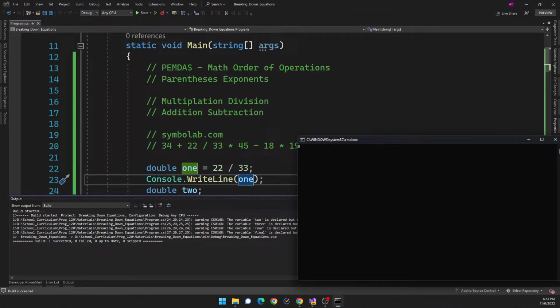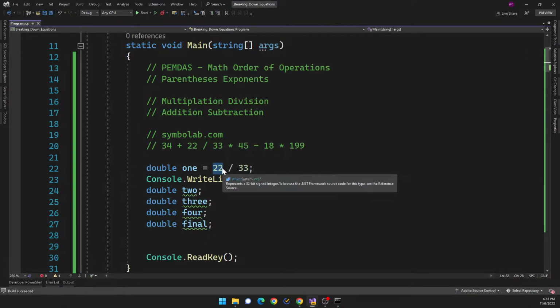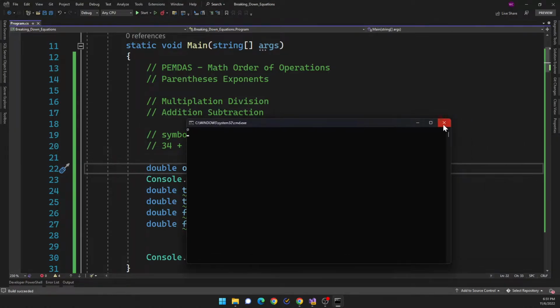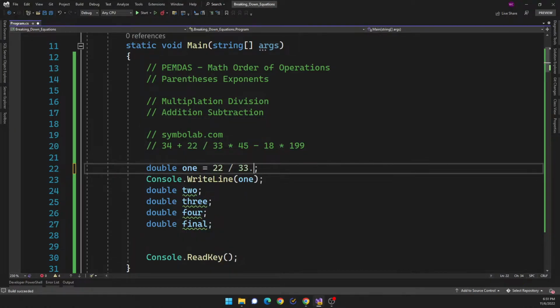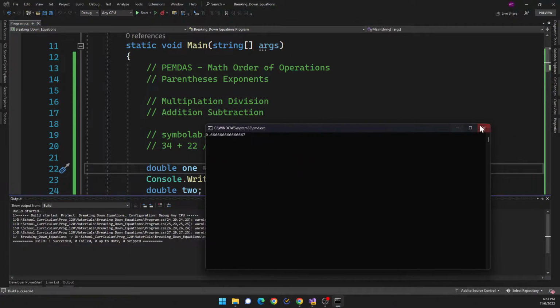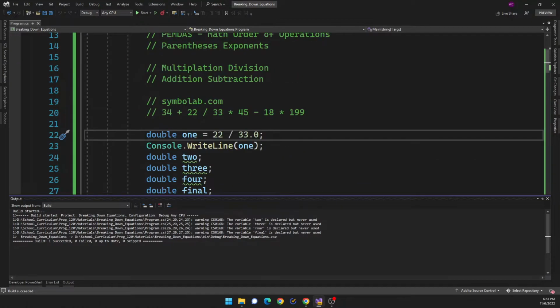But if we remember, when we do an integer divided by an integer, the computer automatically removes the decimal if we don't tell it explicitly that it's a double. So we want to make sure to either cast or put a decimal point. I'm just going to put a dot zero after this. So now when I run my code, I see 0.66 all the way down. Excellent. That's our first step.